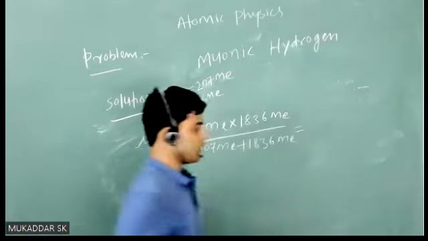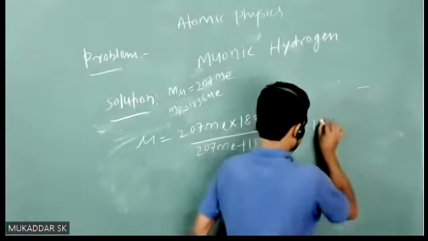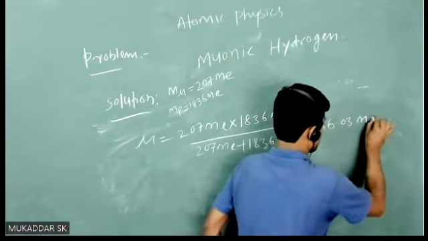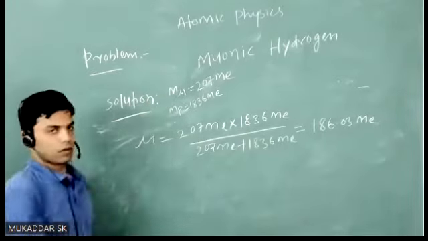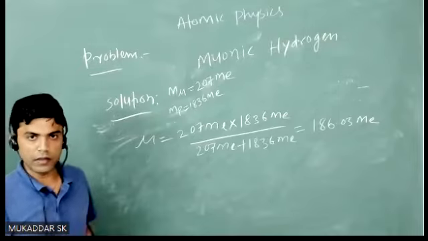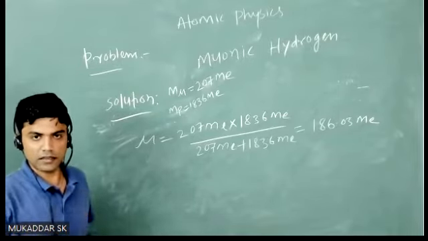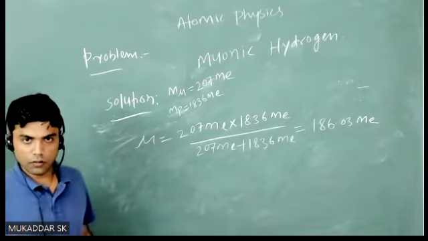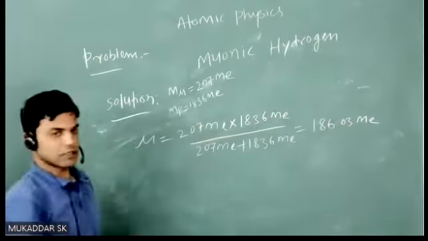So if you calculate it, how much will you get? You will basically get 186.03 times the rest mass of the electron. So this is the reduced mass of your system. That system was muonic hydrogen. In muonic hydrogen, you have a proton inside the nucleus and a mu particle orbiting around it. So there is no electron. So this is the reduced mass of this system.